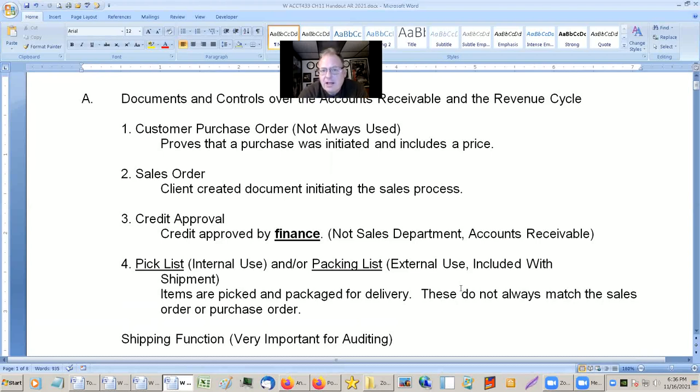But here's the thing: the packing list and the invoice should match each other. So if there are 8 items shipped, those 8 items should be on the invoice, not the 10 that were ordered or whatever.